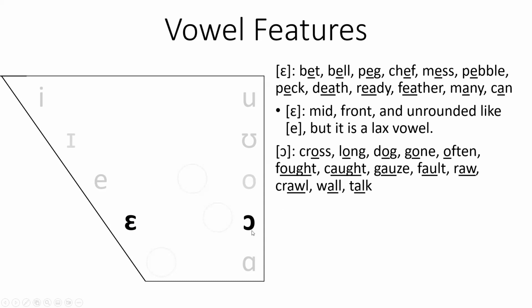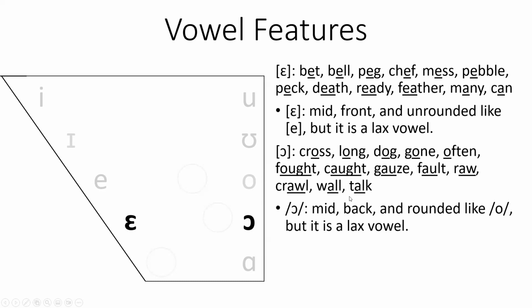On the other side, in the back of the mouth, you have, well, maybe you don't, I have aw. As a speaker of English with this vowel, I have an aw in all these words: cross, long, dog, gone, often, fought, caught, gauze, fault, raw, crawl, wall, talk. So aw is similar to o. It's mid height. It's in the back of the mouth. And it's unrounded, just like o, but it's lax. With o, you hold your tongue tense. With aw, you can relax your tongue.